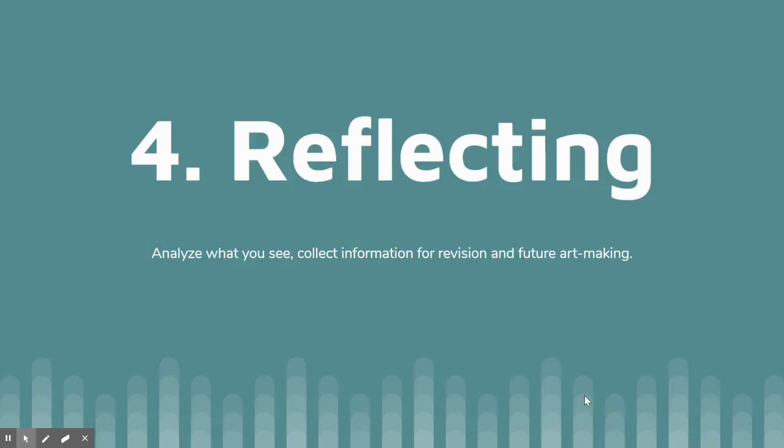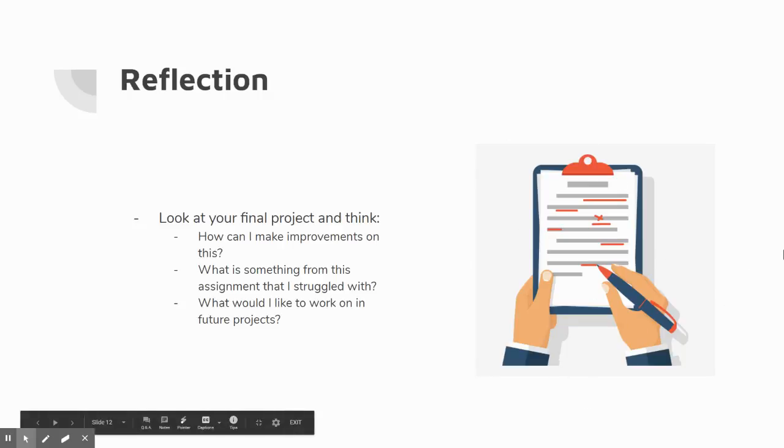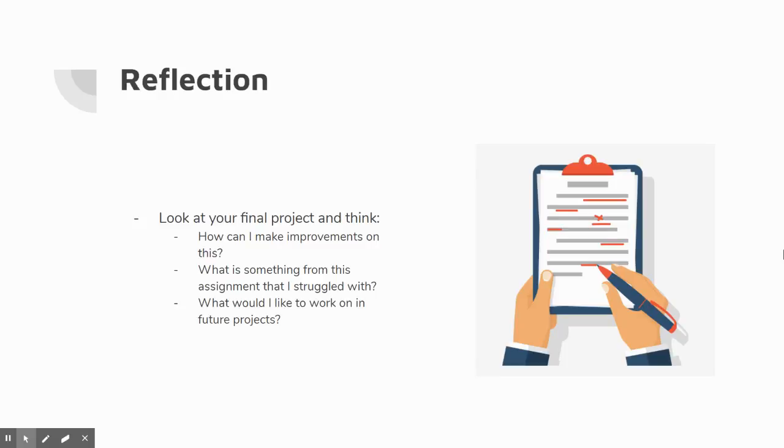Okay. Number 4 is reflecting. So this is analyzing what you see, collecting information for revision and future art making. This is after we've gotten to a stopping point with our artwork. We will think about how you can make improvements to it. What is something from the assignment that you struggled with, and what would you like to work on in future projects? I thought of the example of, if you're in English class and working on an essay, one of the final steps is to revise your work. You would go through and check your grammar, maybe fix some run-on sentences. The same thought applies to making art.